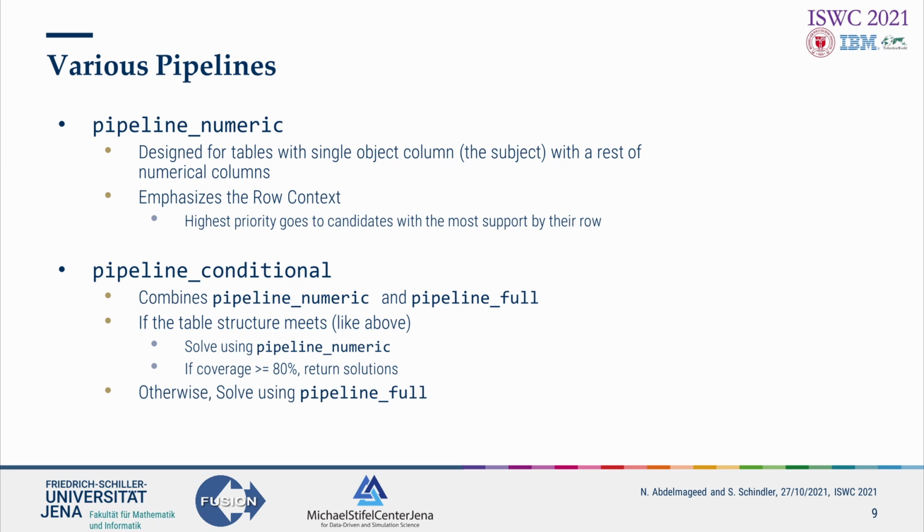The next configuration is the pipeline numeric. It's designed for tables that consist of one subject column and the rest numerical columns. It emphasizes the row context such that it sets the highest priority to those candidates with major support by the rows. The final configuration is pipeline conditional. It combines both pipeline numeric and pipeline full, such that it tries the pipeline numeric given its precondition, then returns the solution if the coverage is greater than or equal to 80%. Otherwise, it runs the pipeline full.